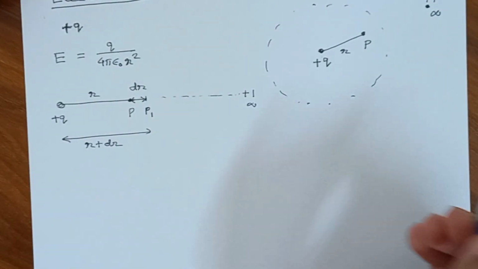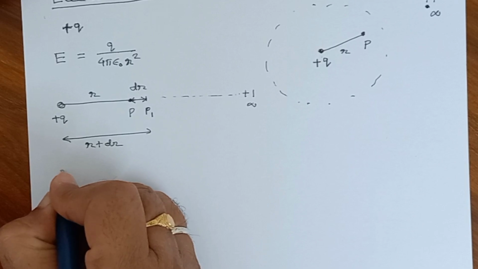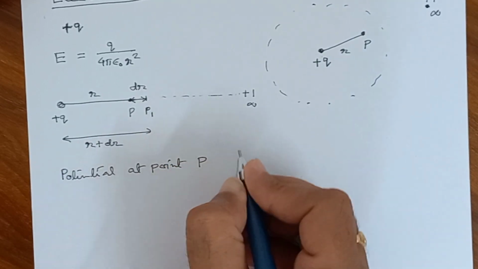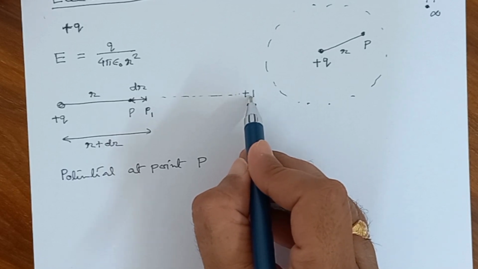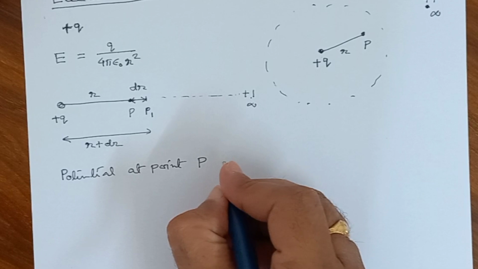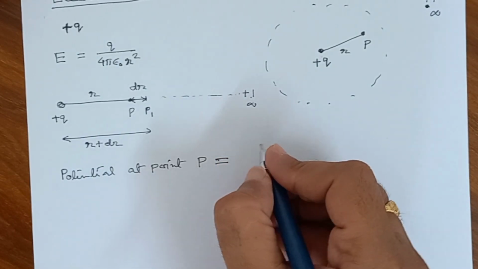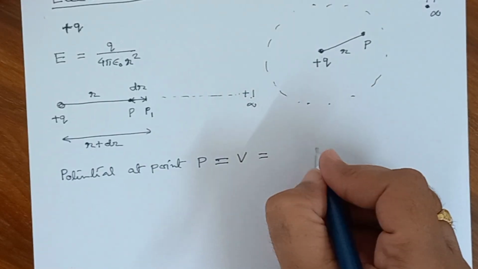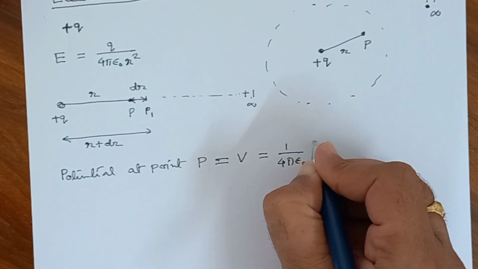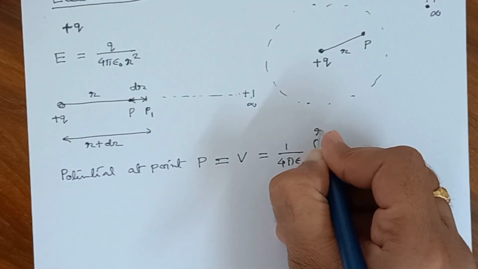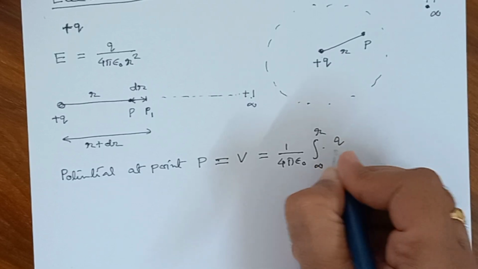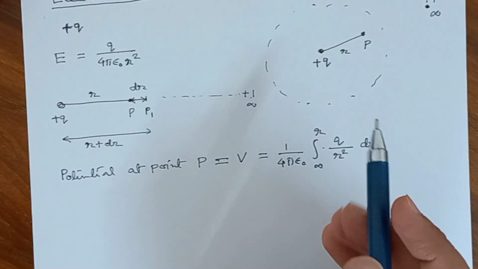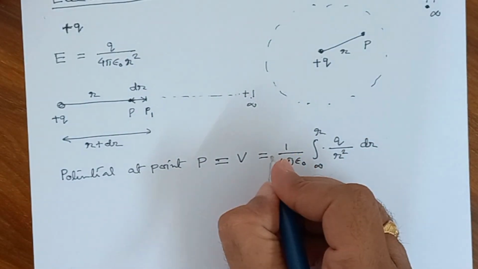Now, the potential at point P will be the work done required to bring the unit positive charge from infinity to the point P. Therefore, we can write the potential at point P, V = 1/(4 pi epsilon 0) times the integration from infinity to R of Q/R squared dr. Since this work is done against the electric field, we write here the negative sign.